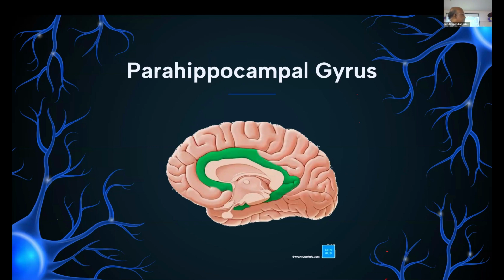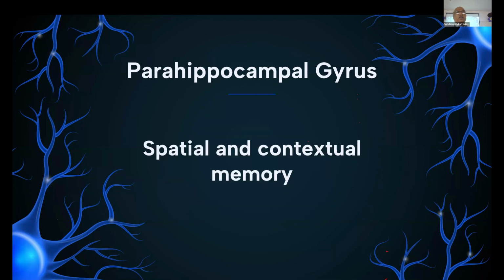Parahippocampal gyrus. Actually, this is the parahippocampal gyrus. Don't worry, we will demonstrate all these things when the cerebral hemisphere part comes in anatomy. This is important for spatial and contextual memory.